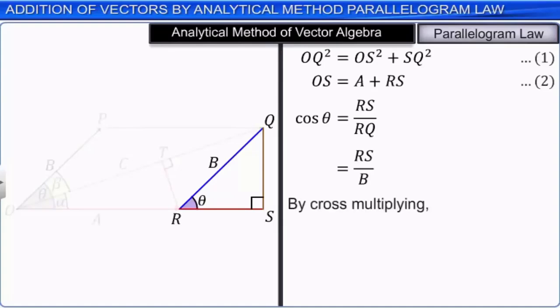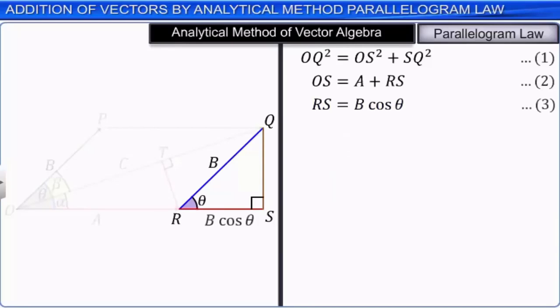From the same triangle QRS, we can write sin theta is equal to QS by RQ, which is equal to QS by B. By cross multiplying, we get QS is equal to B sin theta. Let this be equation 4.